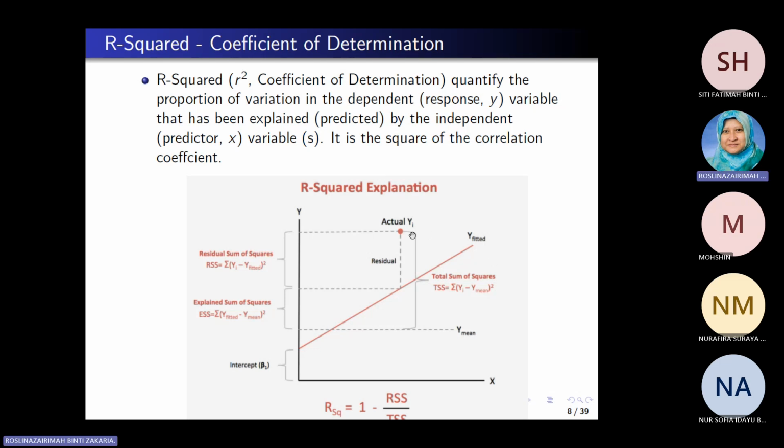So if you look at this graph, this is the actual, and the residual means the difference between the point and the fitted line, what we call the fitted line or regression line. The residual is the difference between yi minus y hat. Y hat is the predicted value. So that is the residual. Okay.